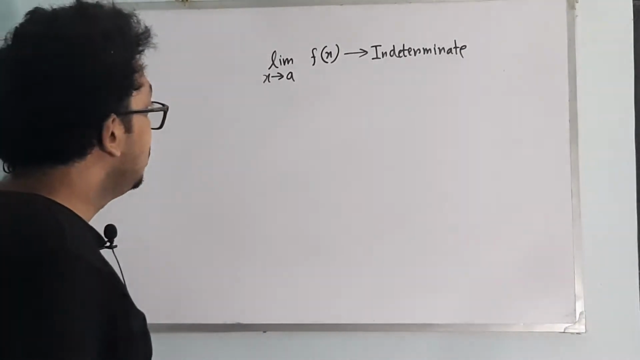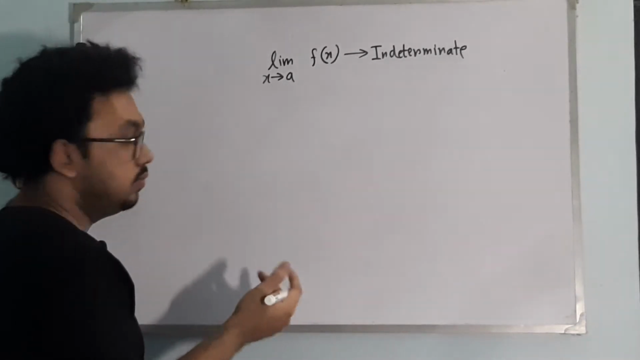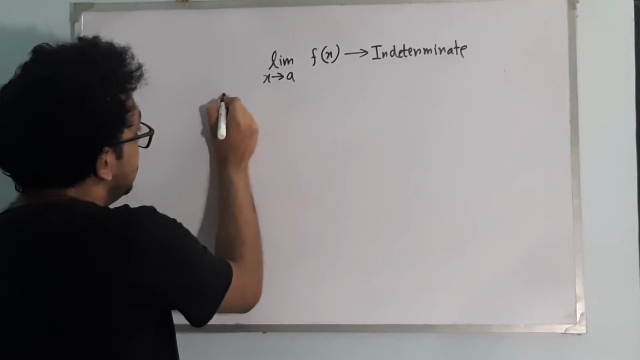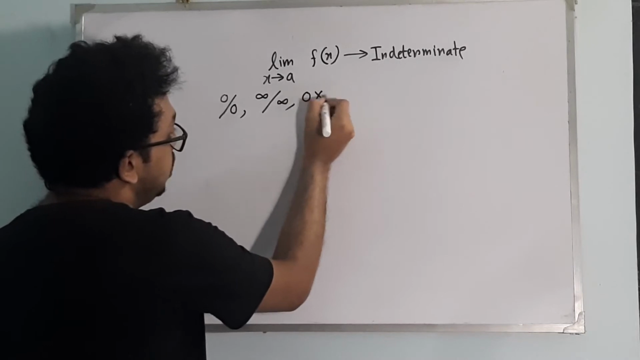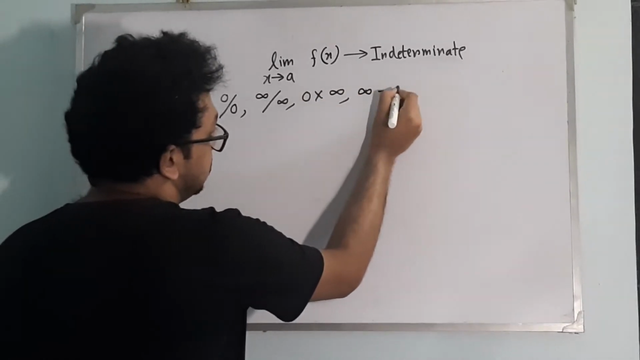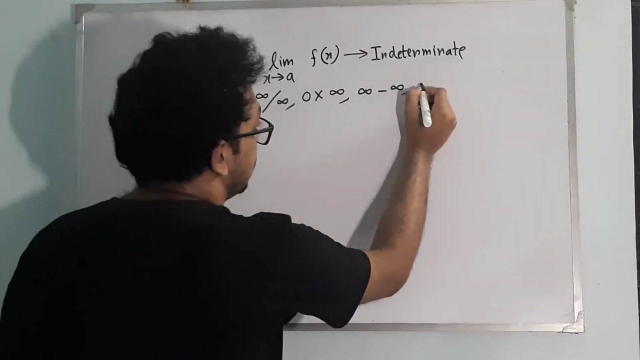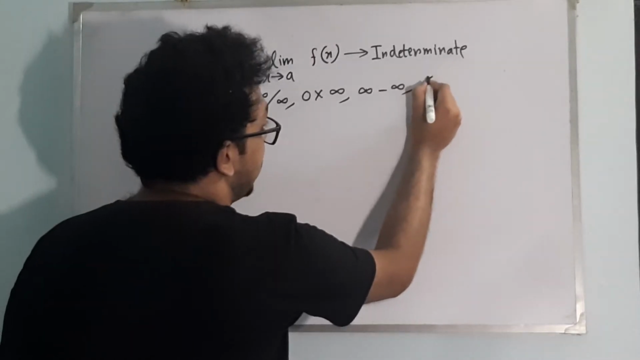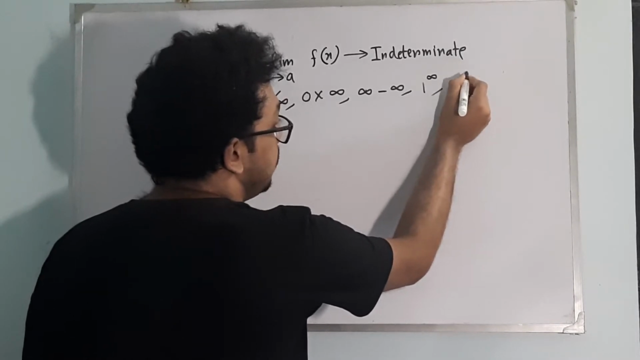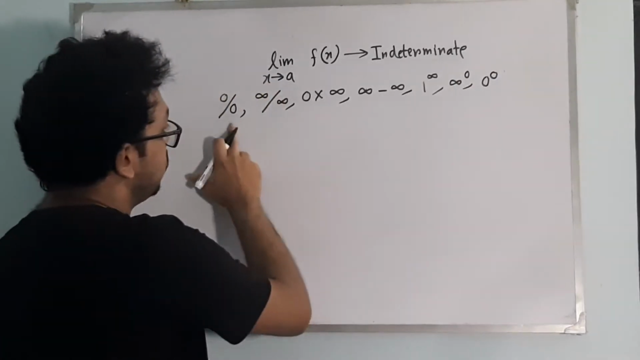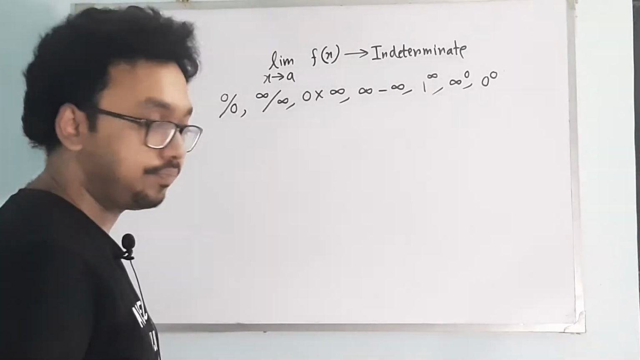Now there are a total of 7 indeterminate forms that we are going to study. These are 0 by 0, infinite by infinite, 0 into infinite, infinite minus infinite, then 0 to the power 0... then we have 1 to the power infinite, then we have infinity to the power 0 and 0 to the power 0. So total 1, 2, 3, 4, 5, 6, 7. There are a total of 7 indeterminate forms, right?